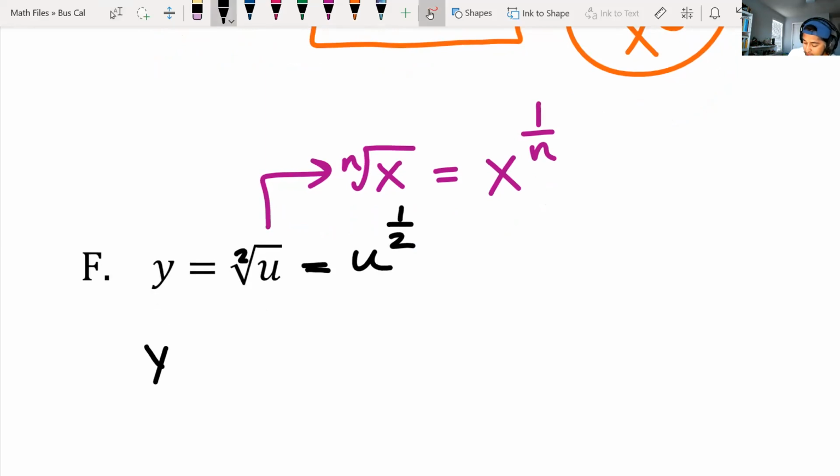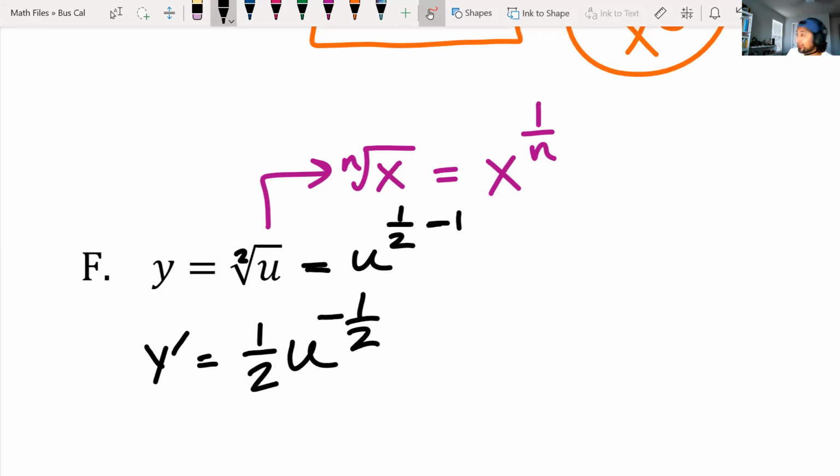So we're going to say y prime, which represents the derivative of y, equal to, now we are taking the derivative of u to the 1/2. What number is coming down? 1/2. 1/2 u, and you're going to subtract 1 from the power that was there. So 1/2 minus 1 gives me negative 1/2. You could say 50 cents minus a dollar gives you negative 50 cents, right?